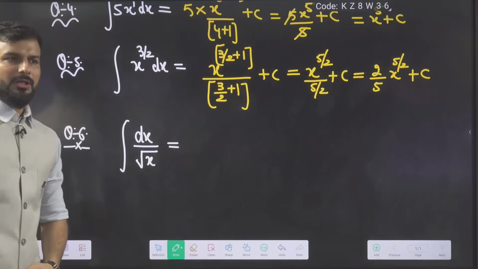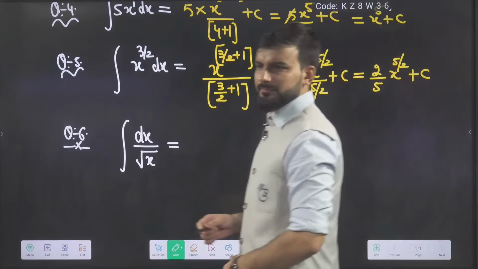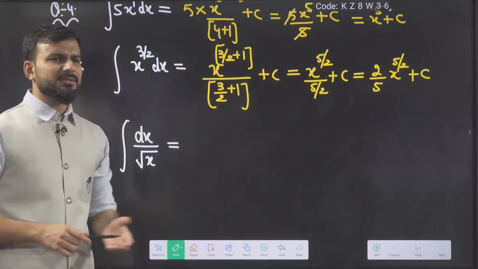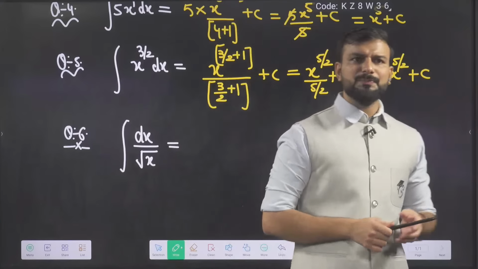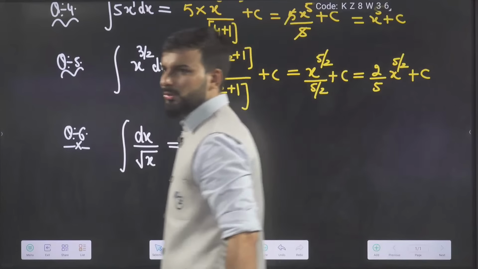2 root x. Different answers we are getting. Sir, plus c is compulsory. Yes, sometimes we have to write it. In physics, whatever we are writing, this plus c will not be there. Yes, Manisha, 2 root x is correct, beta. 2 root x is correct.